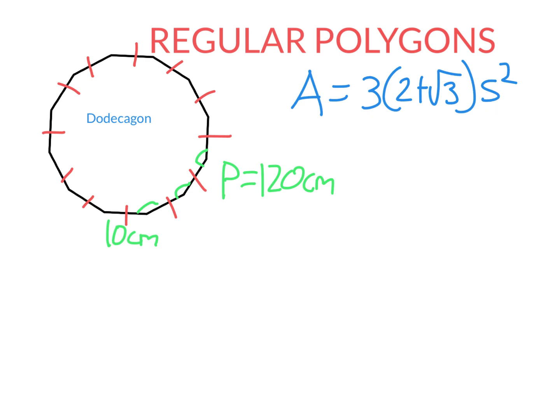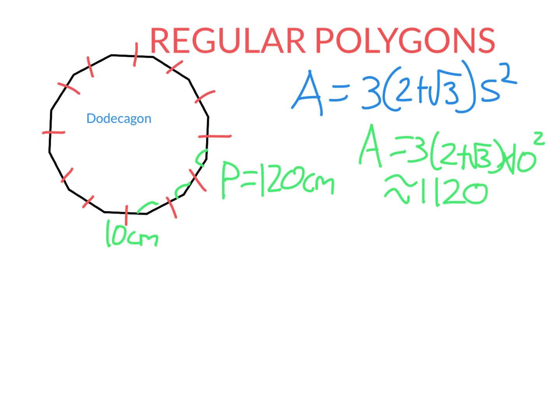So for the area of a regular dodecagon, if its side length was 10, its area is just 3 outside of 2 plus root 3 times 10 squared. So note, no operation written, it's always times. Now this might look a bit complicated, but you can just put this straight on your calculator, and to the nearest whole number you get about 1120 centimeters squared.